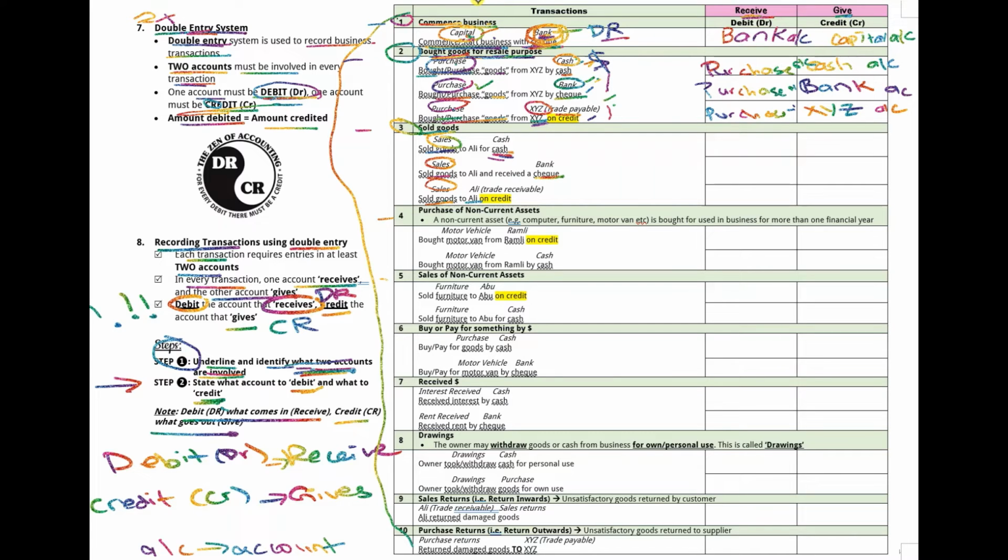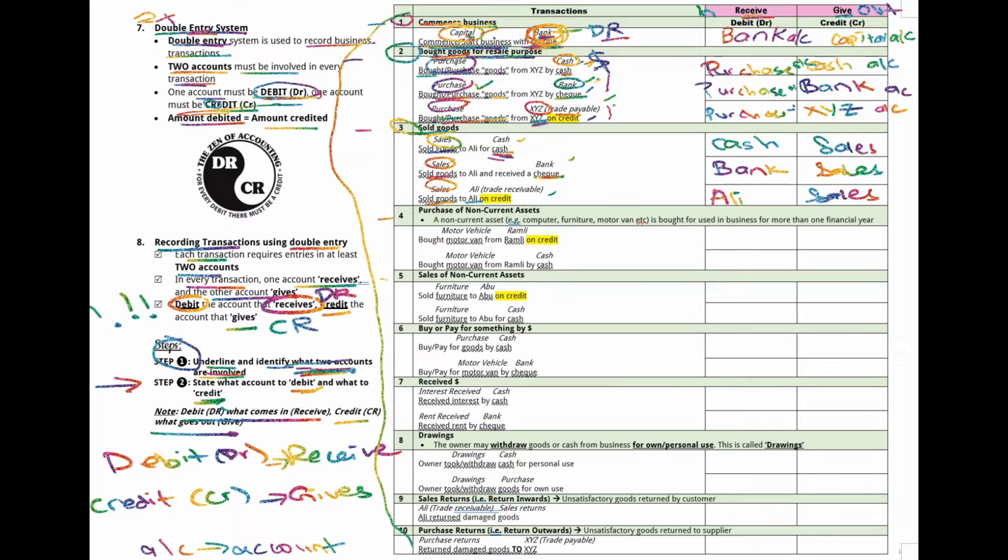Now, when you sell the goods, assuming you are a business, you receive the money, right? You sell the goods, you receive the money. So money comes in, okay? So cash, bank, you receive the money, it comes in. And this one you sell to Ali, Ali receives it, okay? So here you just write the other account, sales. That's how you do it.